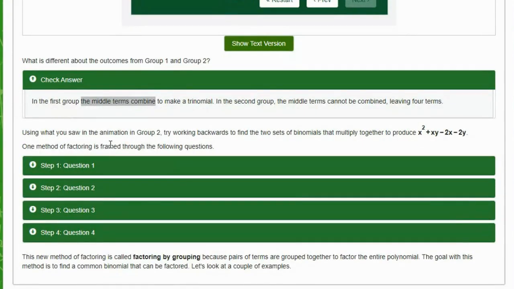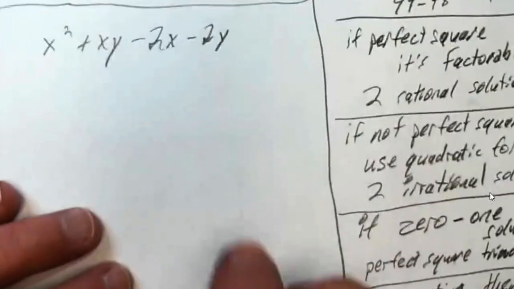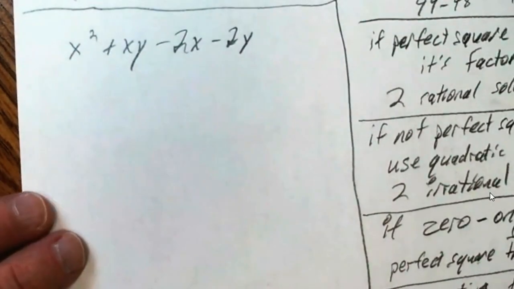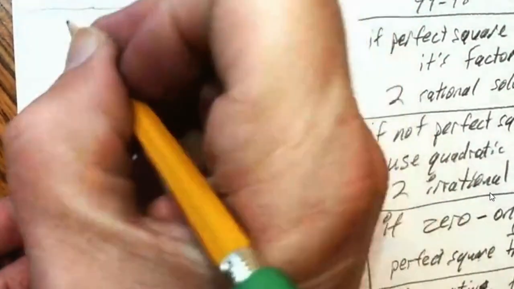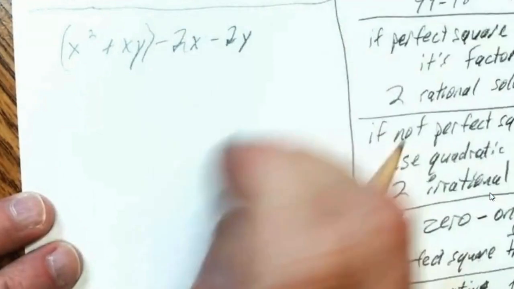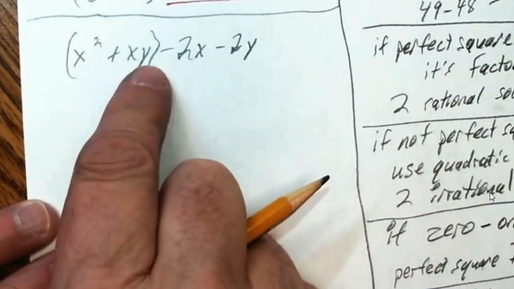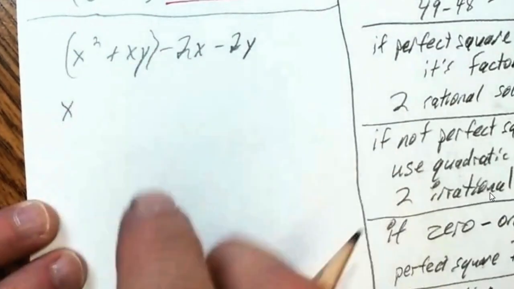So using what you saw in group 2, let's try working backwards to find 2 sets of binomials that multiply to produce x squared plus xy minus 2x minus 2y. All right, let me write that down. But that's kind of what we ended up with. We said t's and s's. So to figure this out, let's take the first 2 terms and group them together because they have something in common, right? They both have an x that we can factor out.